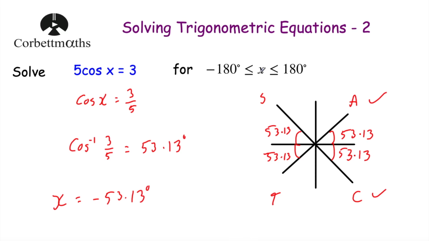Now, if we go around from 0 up to 180, well, our first solution there, if we go around from 0 to 180, we're going to get 53.13 degrees, and then we're not interested in that one, so that's it. So there are two solutions, that x is negative 53.13 degrees and 53.13 degrees, and that's it.